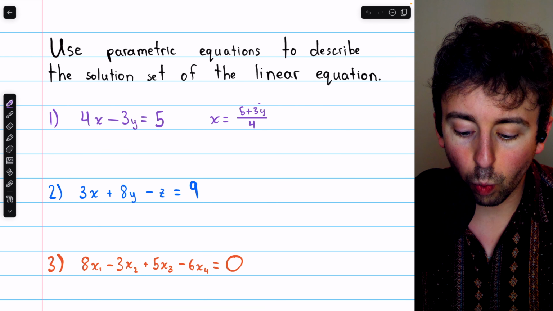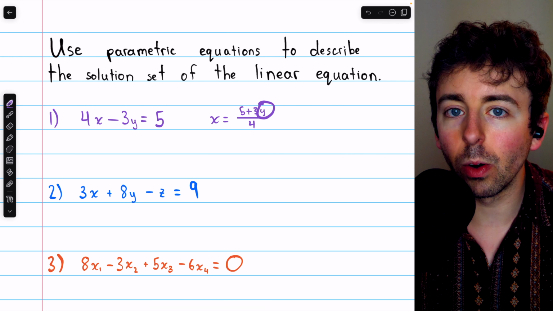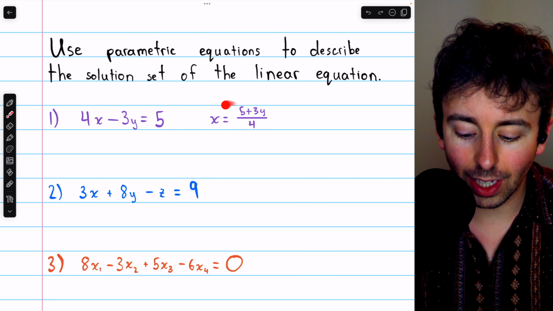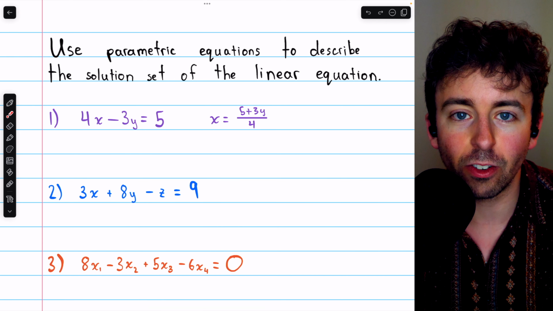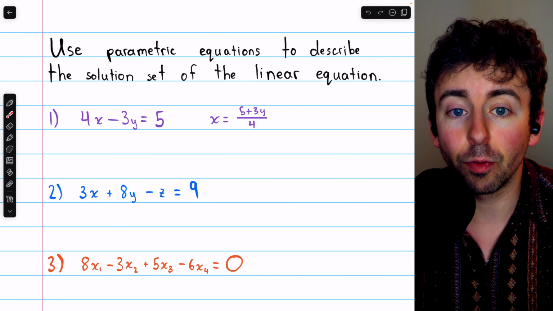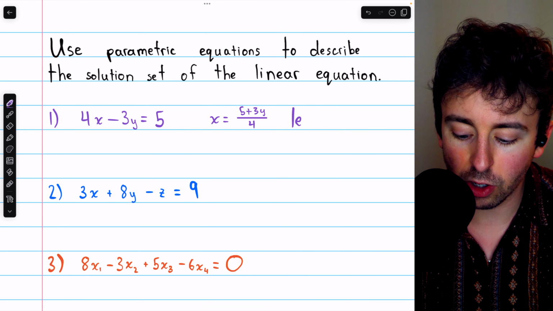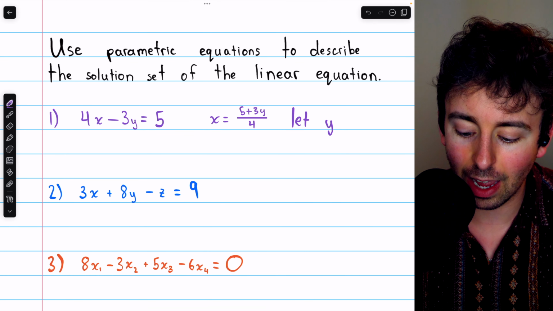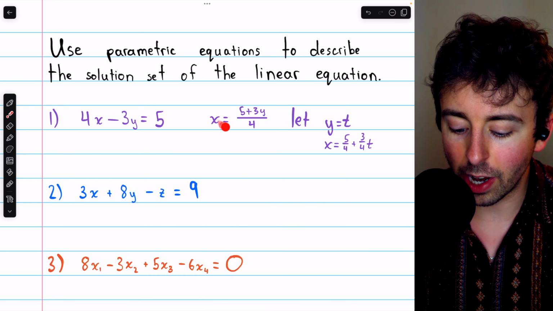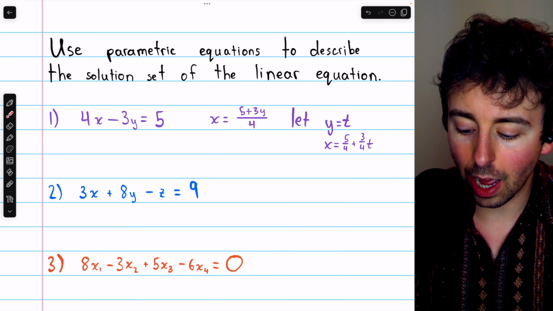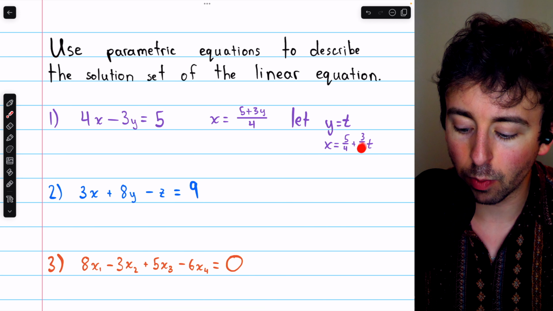Now we see that y is what we would call a free variable. It doesn't matter what y equals, we can calculate x accordingly to have a solution to this equation. Since y is a free variable, we'll assign it to an arbitrary parameter. A common choice is t, so we'll say let y equal this arbitrary parameter t. Then, putting this equation in terms of t, we have 5 over 4 and 3 over 4 y, which is the same as 3 over 4 t.